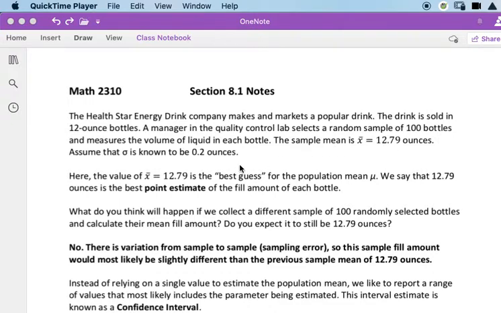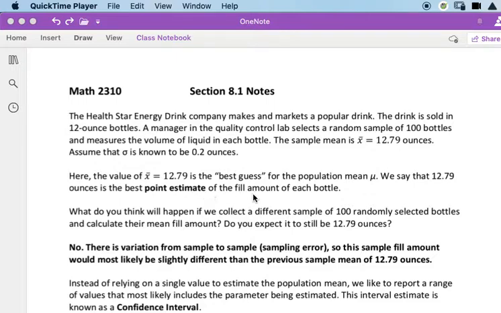We're going to assume that sigma, our population standard deviation, is known to be 0.2 ounces. So we can say that the value of 12.79 ounces that we found from the sample mean is the best guess for the population mean mu, the population being the volume of all bottles produced by the company. So we could also call this a point estimate because it's a single value. 12.79 is a single value that we can use to estimate the amount that is in each bottle.